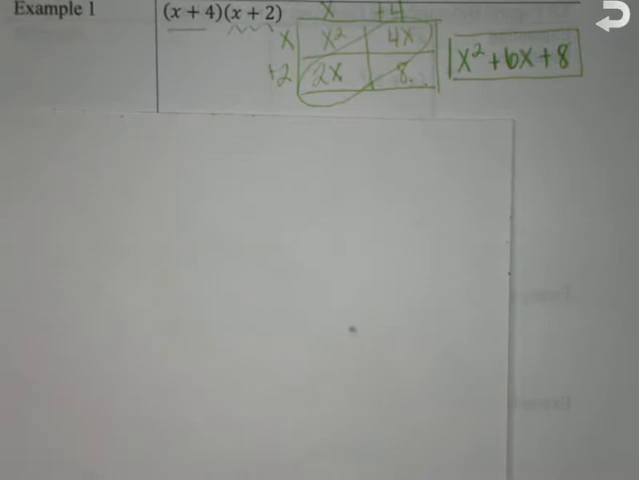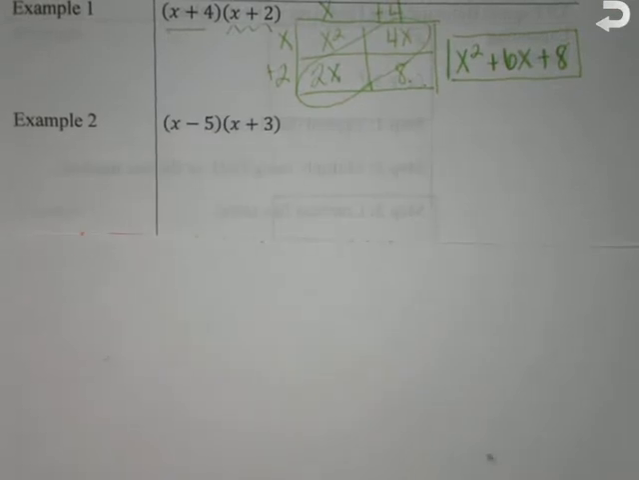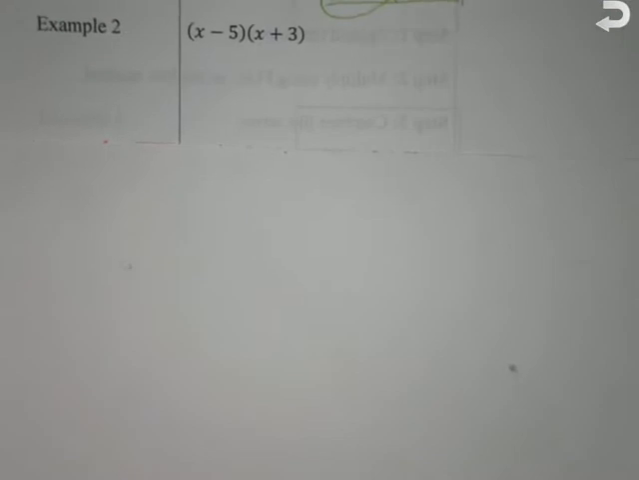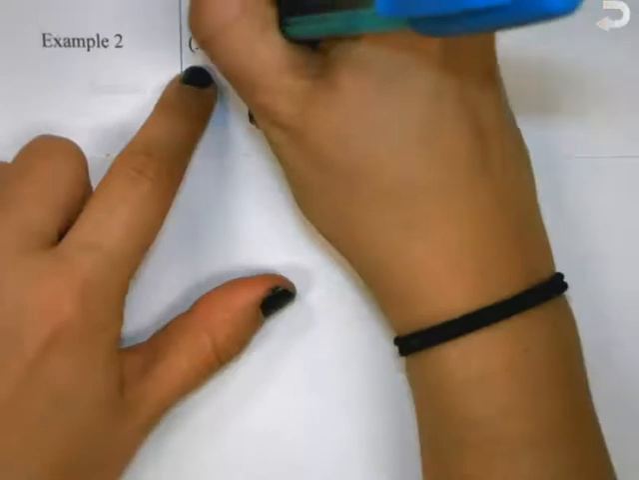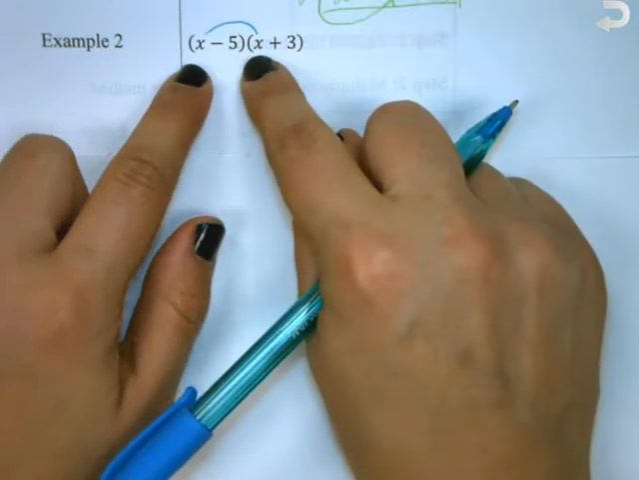Example 2. X minus 5 times x plus 3. Since we used the box method last time, I'm going to use the FOIL method on this problem. The F in FOIL stands for first, which means I am multiplying the first two terms, x times x. What does x times x give me?